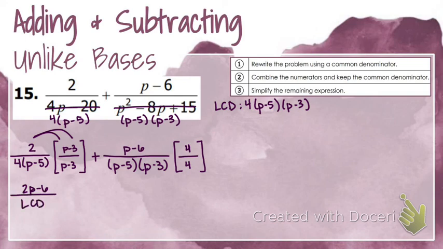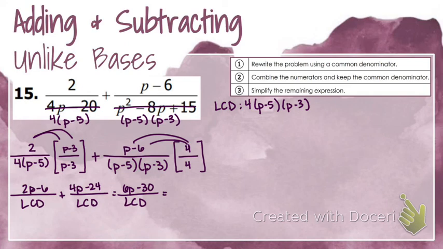Over our LCD plus distribute the 4, 4p minus 24 over our LCD. And we're going to get 2p plus 4p is 6p, and negative 6 plus negative 24 is negative 30, all over our LCD. And then we can factor a 6 out of the numerator. And since it's factored, I'm going to rewrite our LCD down here. 4 times p minus 5 times p minus 3. And our p minus 5s will cancel.